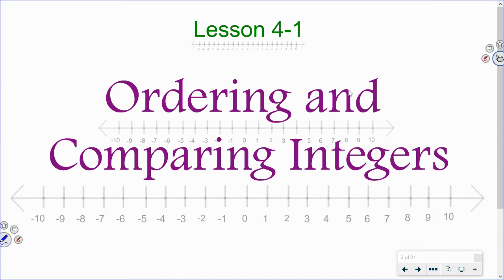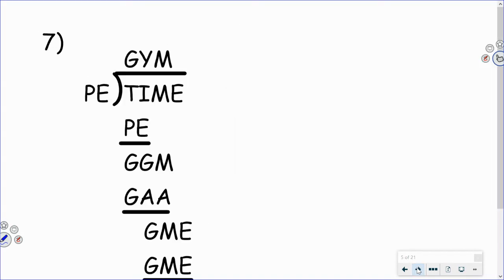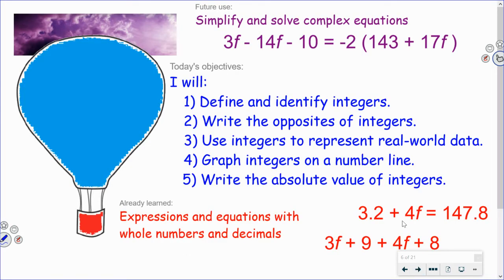Nevertheless, it's time to move on to Chapter 4, ladies and gentlemen. Chapter 4, Lesson 1, Ordering and Comparing Integers. All right, so we have a five-fold goal today. We've already done a lot with whole numbers and decimals. We've simplified expressions, combined like terms, added, subtracted, multiplied, and divided integers. We've even solved equations. Excuse me, not with integers, but with whole numbers and decimals.